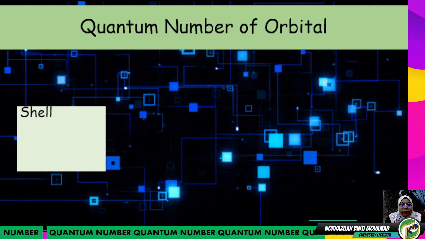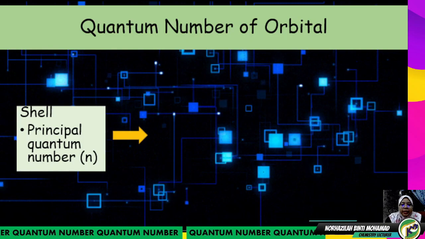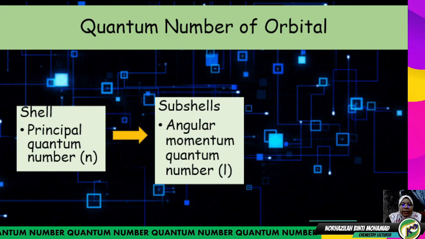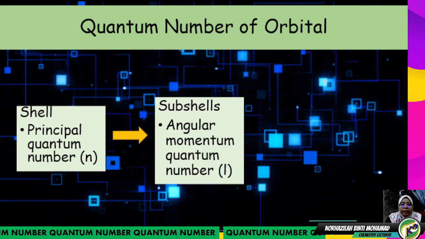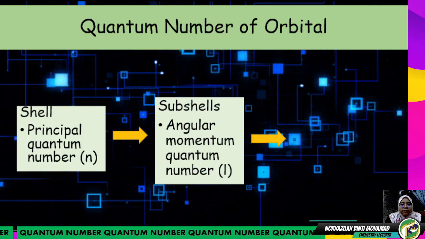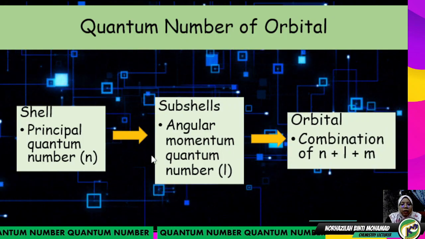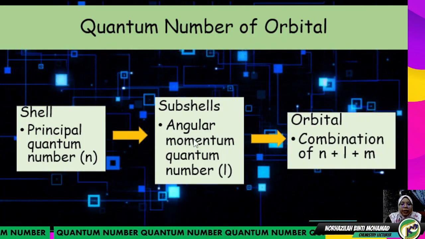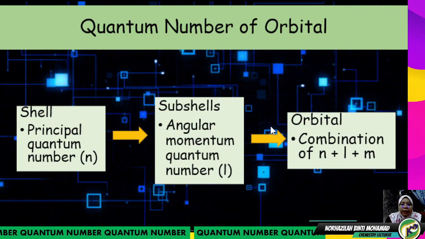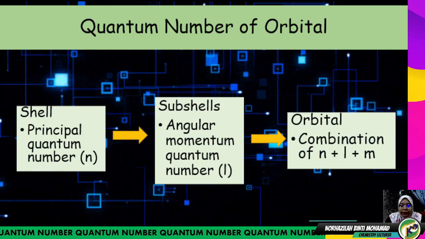The shell will reflect the principal quantum number n, and then in the shell we have subshells. The subshell is described by the angular momentum quantum number l. And then in the subshell we have a different number of orbitals. So the orbital is the combination of n, the principal quantum number, l, the angular momentum quantum number, and m, the magnetic quantum number. I will explain each of the quantum numbers one by one.